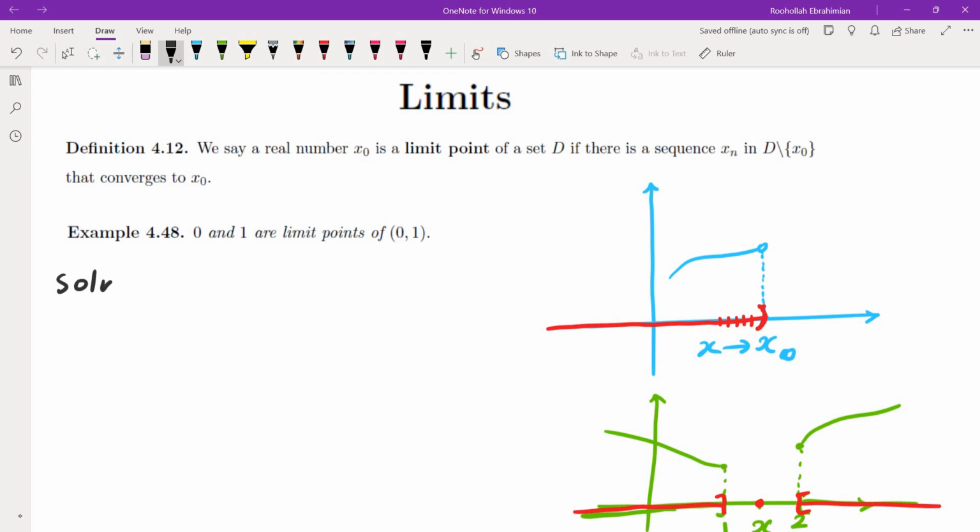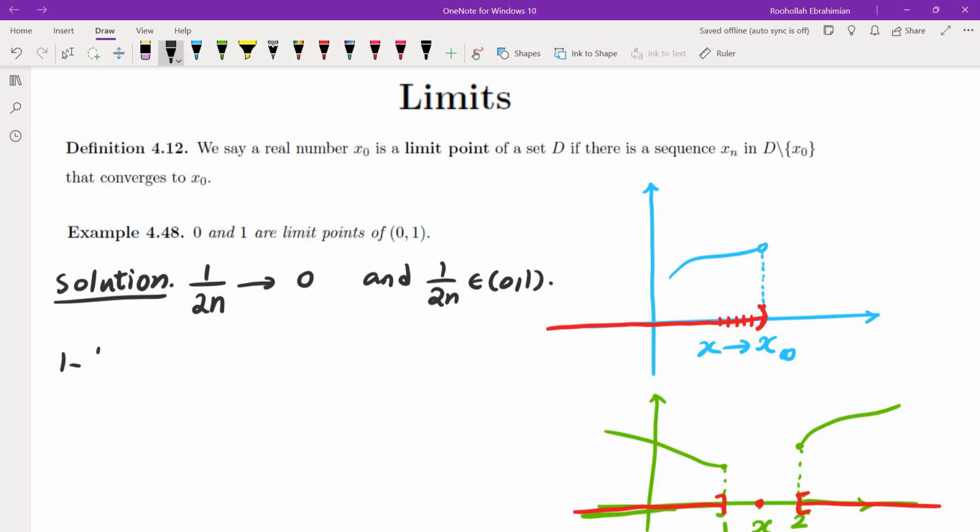So here is an example of limit points. 0 and 1 are limit points of the interval 0 to 1. In other words, there is a sequence inside the interval 0 to 1 that approaches 0, and there's also a sequence that approaches 1. So of course we know the sequence 1 over n approaches 0. However, 1 over 1 is not in that set, so we're going to consider this sequence 1 over 2n that approaches 0, and 1 over 2n is inside 0, 1.